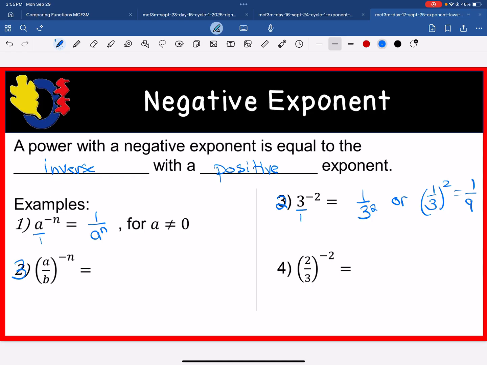All right, if we look at the next example down here, so we have a fraction a over b. So we're going to invert or flip our fraction. So we're going to have b over a, and then we change the exponent to be a positive n. We can also think of this as b to the exponent n over a to the exponent n. Okay, last but not least, 3 over 2. And we're going to change our exponent to positive 2.